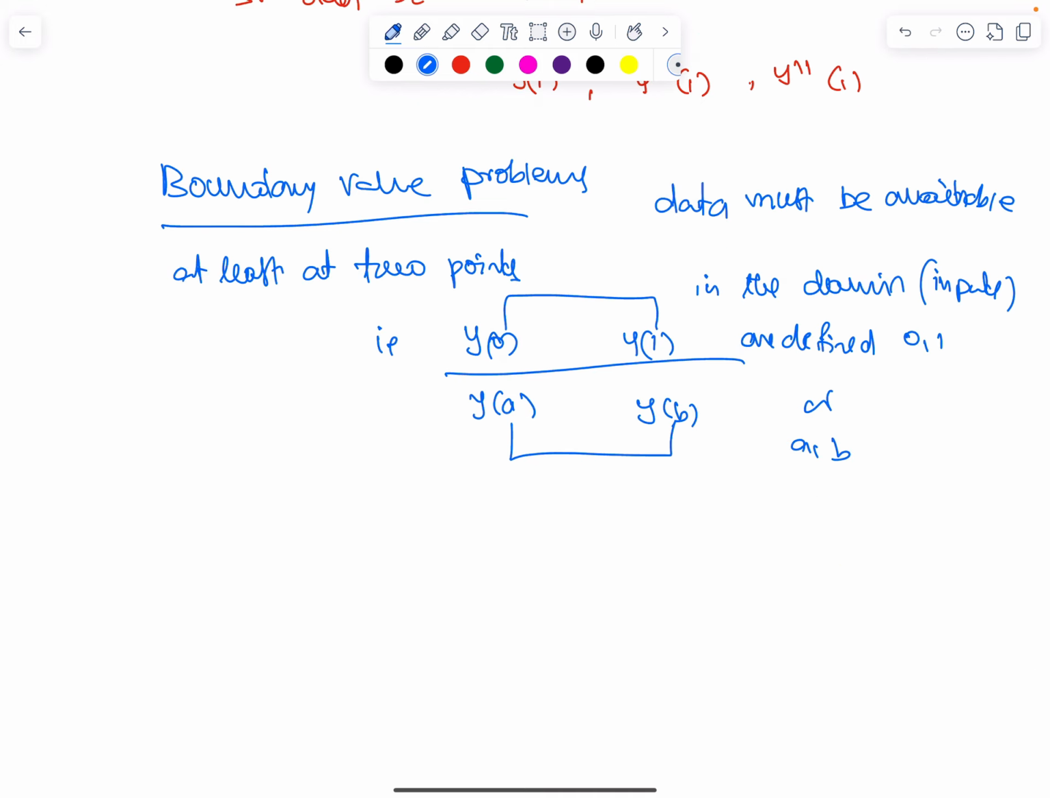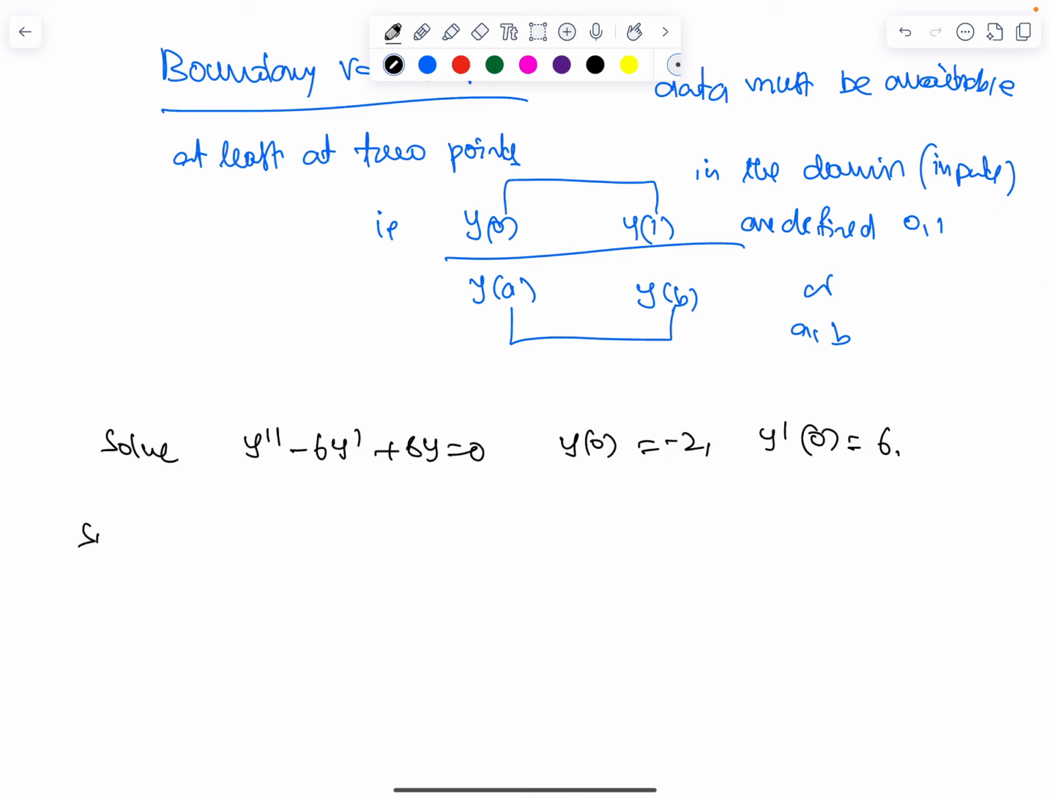Anyway, the same problem will be solved in the non-homogeneous case also. For the time being, I will be focusing on a solved problem, that is, solve y double prime minus 6y prime plus 8y is equal to 0 with y(0) is equal to minus 2, y prime of 0 is equal to 6. So, I have seen already the solution is y is equal to c1 e power 4x plus c2 e power 2x. Roots are 2, 4.